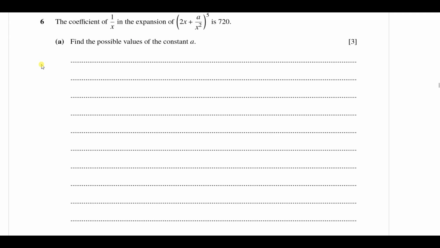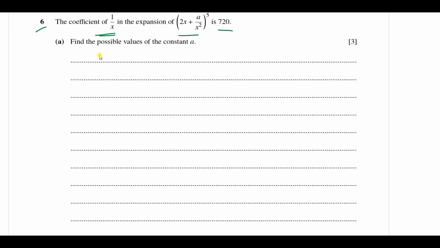So here is question number 6. The coefficient of 1 over x in the expansion of this is 720. In order to find the coefficient of 1 over x, we need to decide how to find the power of x here.